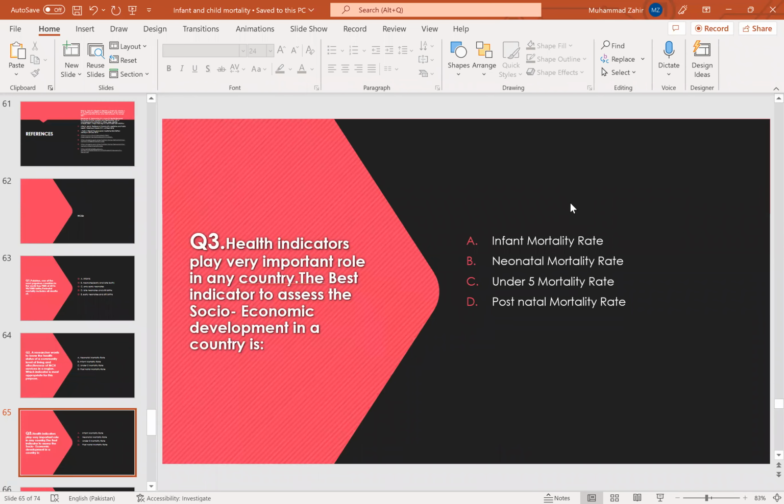Health indicators play a very important role in any country. The best indicator to assess the socioeconomic development in a country is infant mortality rate, neonatal mortality rate, under 5 mortality rate, or postnatal mortality rate. Under 5 mortality, yes, it is the best indicator to assess the socioeconomic development.